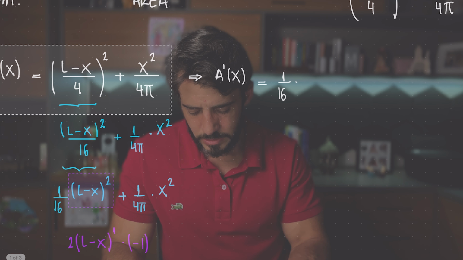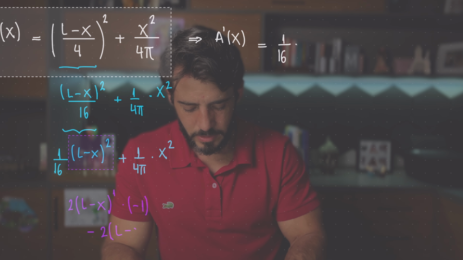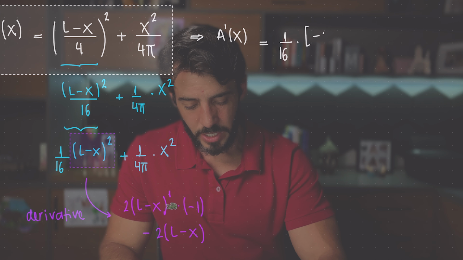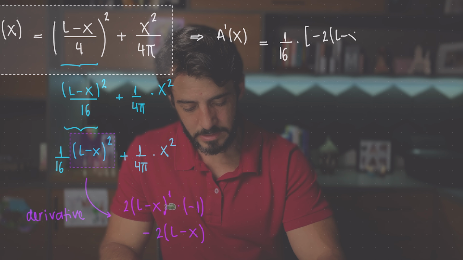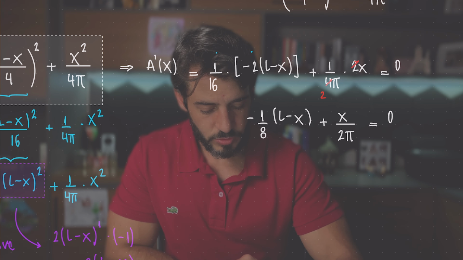This can be rewritten, of course, as -2(L - x), which means that we have over here -2(L - x) plus 1 over 4 pi times the derivative of x squared, which is 2x. We're going to take this and set it equal to 0. So we have -1 over 8, multiplying the 2 and the 1 over 16, (L - x) plus x over 2 pi, which is equal to 0.